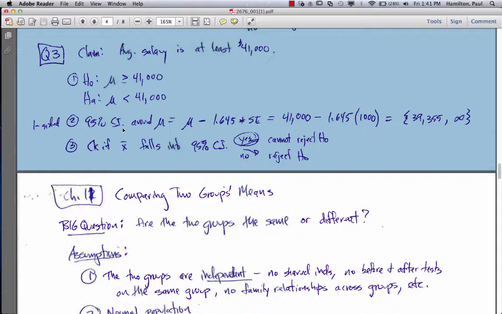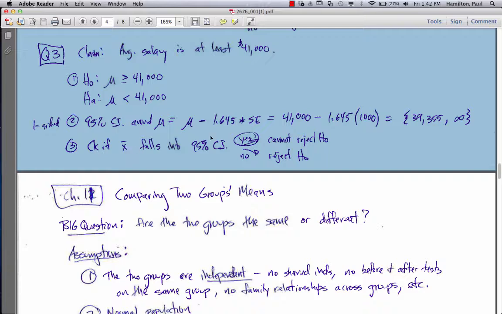We're going to find the 95% confidence interval around mu again. Now, since it's one-sided, we need a smaller z-value. So it's going to be 41,000 minus 1.645 times the standard error. So now anything from 39,355 up to infinity, you really can't reject. Salaries probably don't add up to infinity. But even if it was 100,000, you'd say, well, you claimed it was over 41,000 and made a very conservative claim.